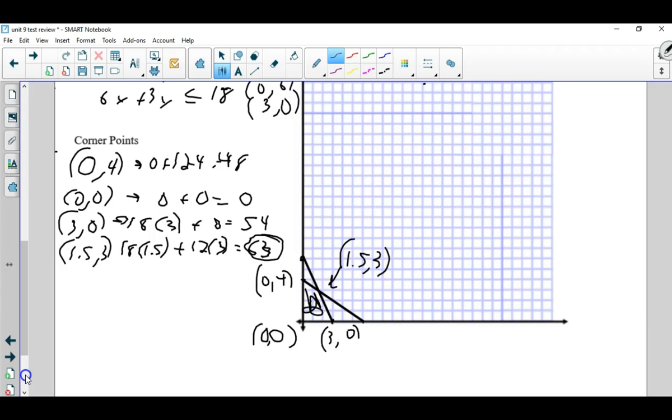But this is a real-world problem. Remember, X is belts and Y is wallets. You can't make 1.5 belts. Nobody's going to buy half a belt. So even though this is the largest number, this one is out because it doesn't fit in the real world. So our next answer is 54. That's our next biggest one, which means our answer is to maximize profits, 3 belts and 0 wallets.